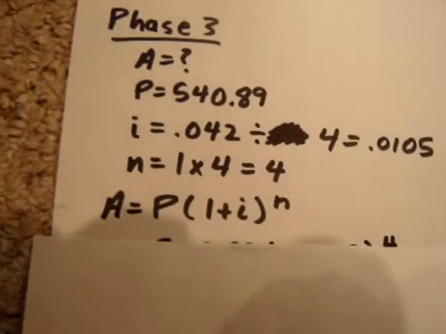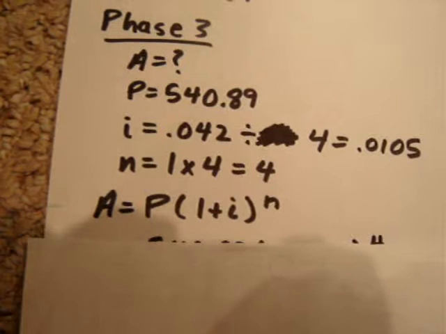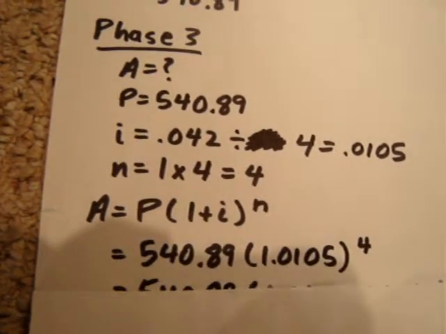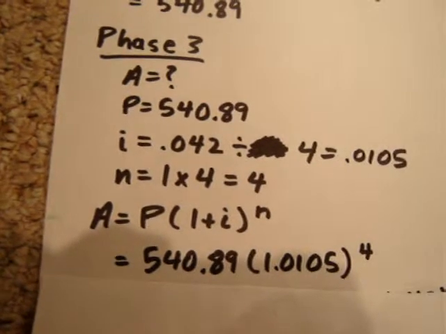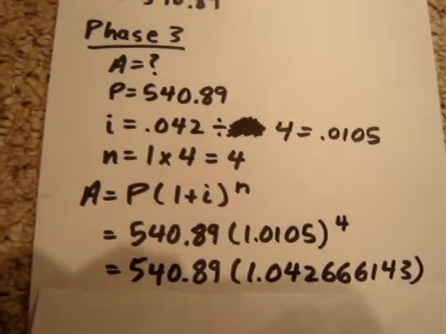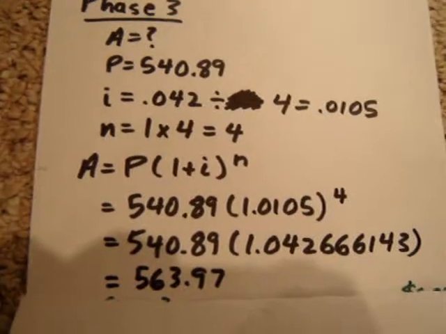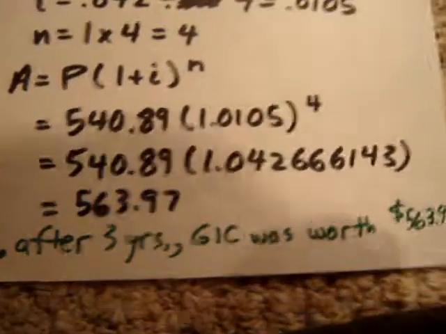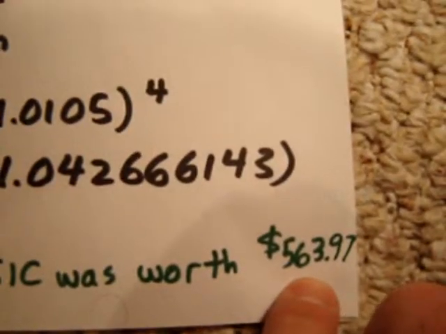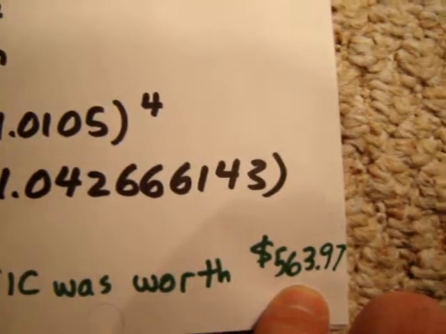And so our final amount, A, is P times 1 plus i to the exponent n, which is 540.89 times 1.0105 raised to the exponent 4, and we get $563.97. So after 3 years, the GIC was worth $563.97.